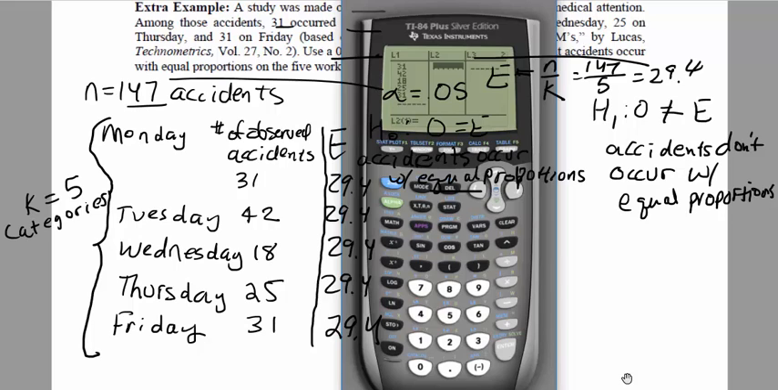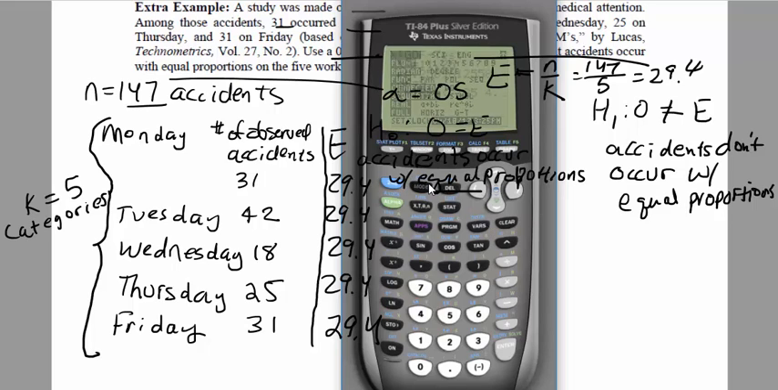Then we have 29.4, 29.4, 29.4, 29.4, 29.4. Now we're going to go and quit out of there. So hopefully you had enough time to enter all of those.